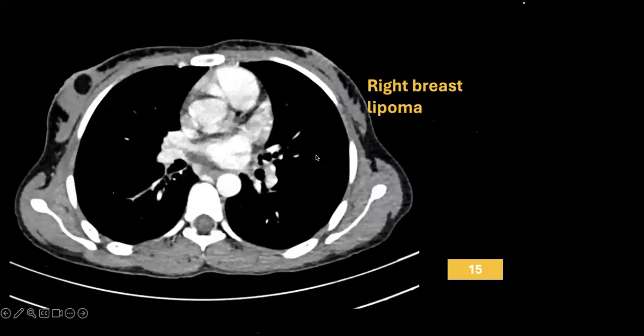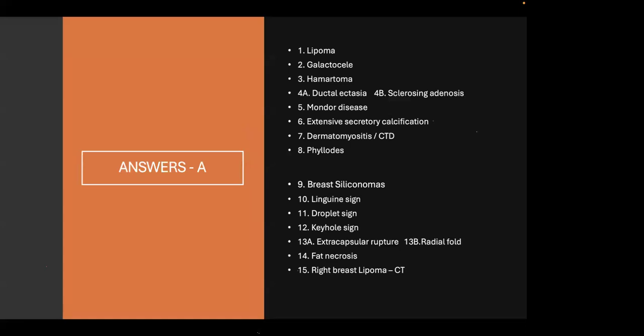So this was a simple one. It's a lipoma, right? In the right breast, you can see. Okay, so these were the spotters.